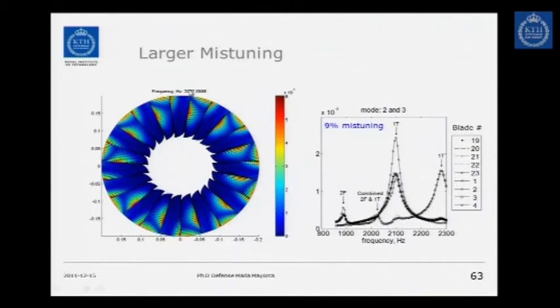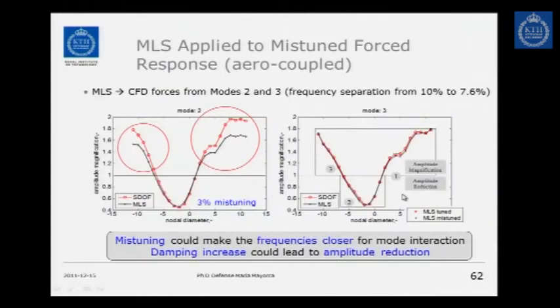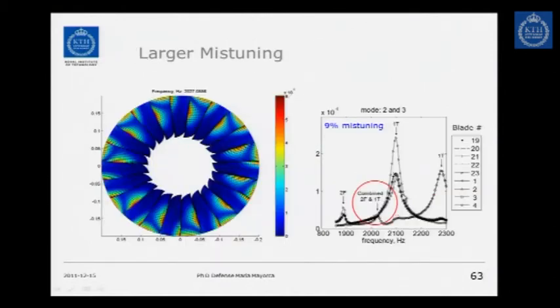Some blades responding to, for example, this torsion mode, and then two second bending. And yeah, exactly. So here, in this point, these are the responses of different blades. You have some blades responding to the torsion mode, and then some blades responding to second bending, and this is a combined mode in the sense that the blades have different mode shapes.